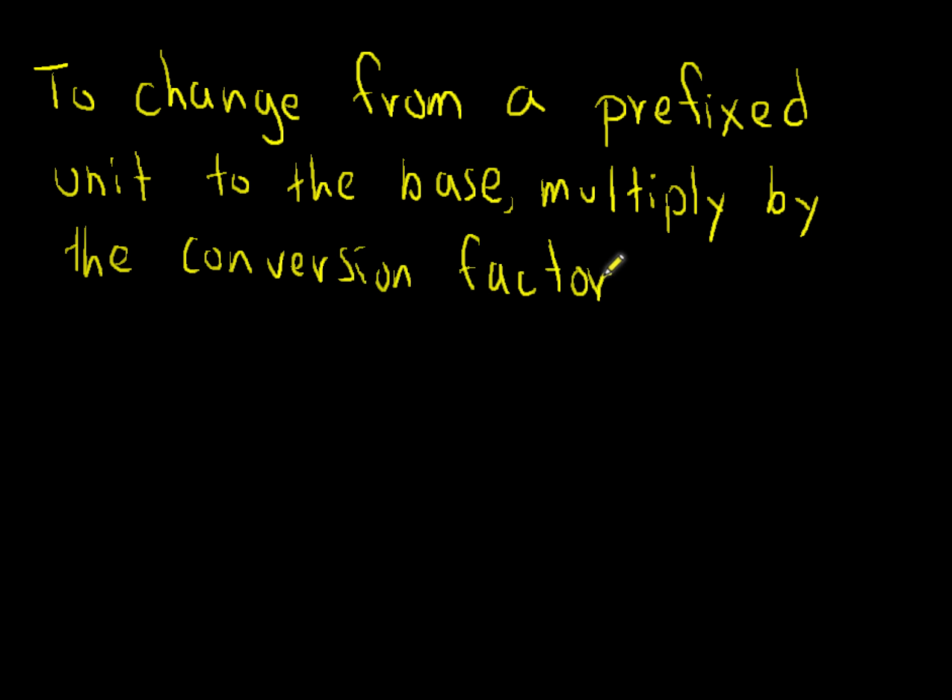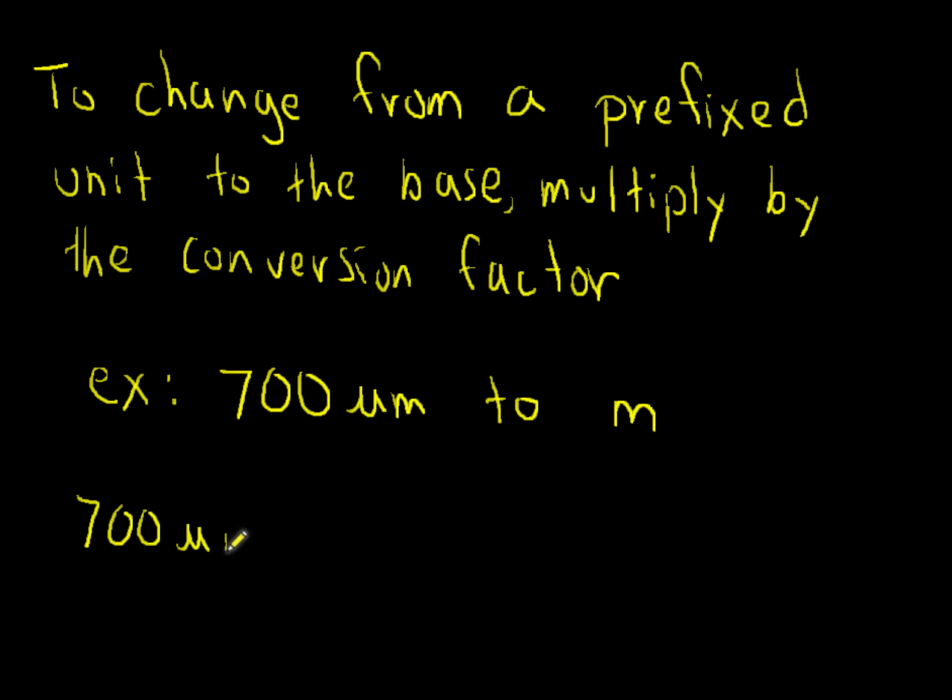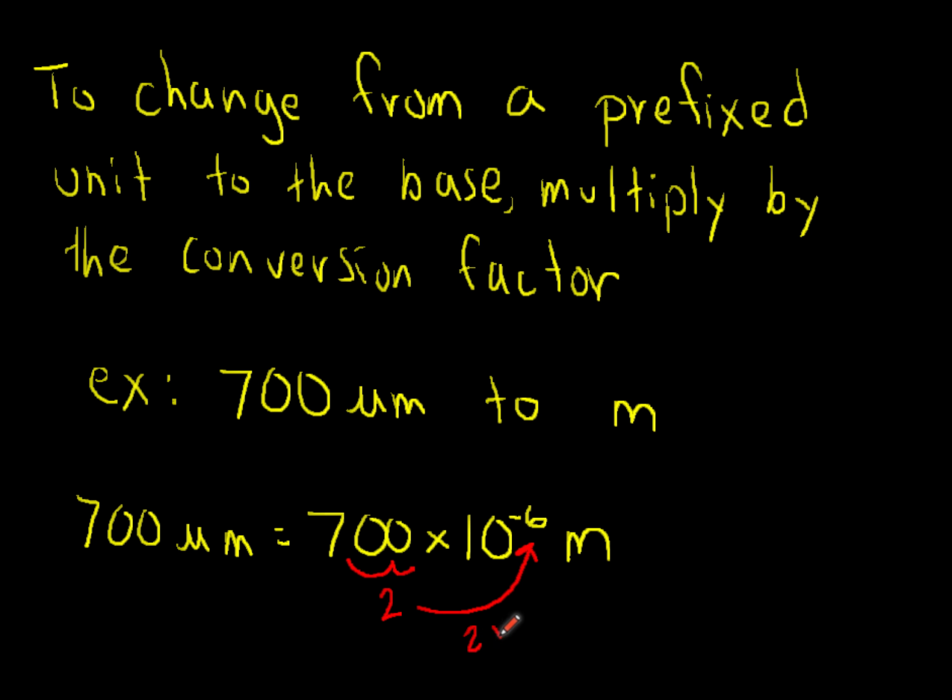For example, 700 micrometers to meters. So we multiply 700 micrometers by the conversion factor, which is 10 to the minus 6 meters. This looks like scientific notation, but we need to convert it so there's only one number before the decimal. Move the decimal over 2 places and add 2 to minus 6. 2 plus minus 6 equals minus 4. So the answer is 700 micrometers equals 7 times 10 to the minus 4 meters.